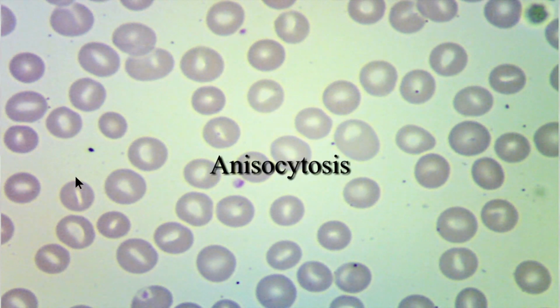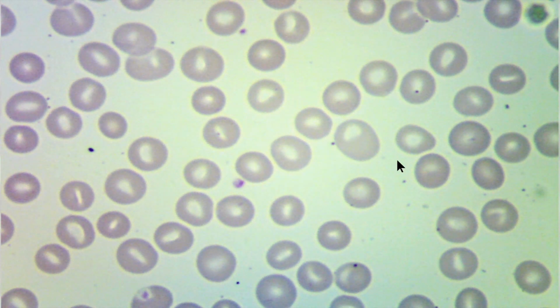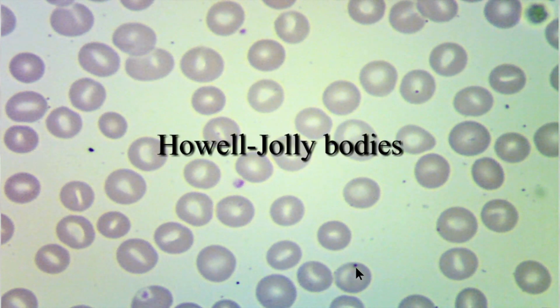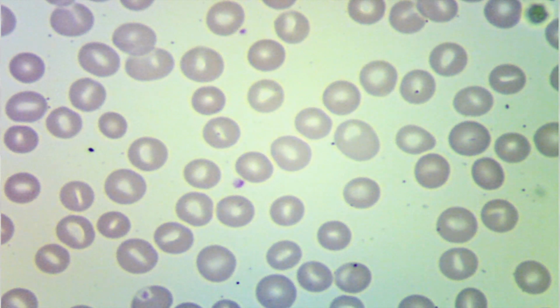This smear demonstrates anisocytosis. Some cells are very small compared to some cells that are much larger. You do see Howell-Jolly bodies in a few cells in here, and Howell-Jolly bodies are basically DNA remnants that are left from the time that the red blood cell was in the bone marrow.